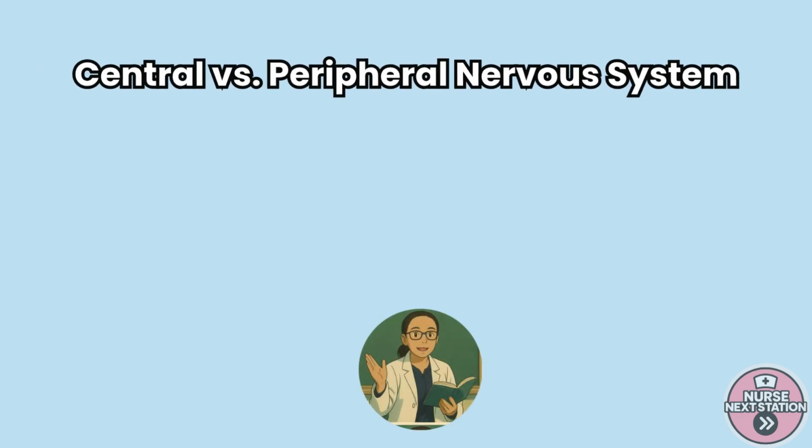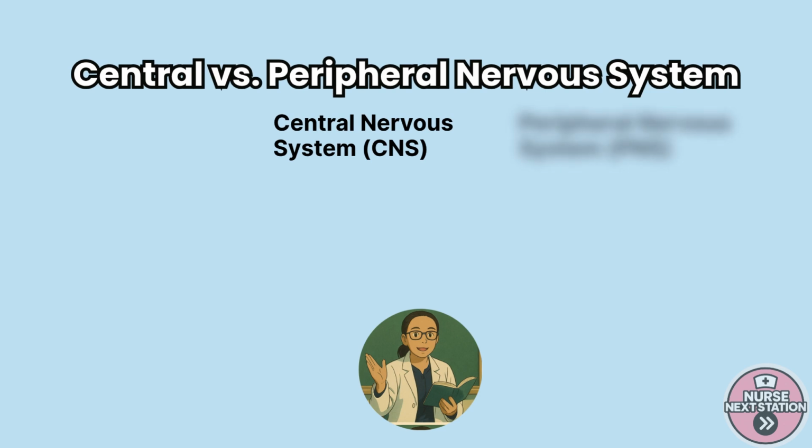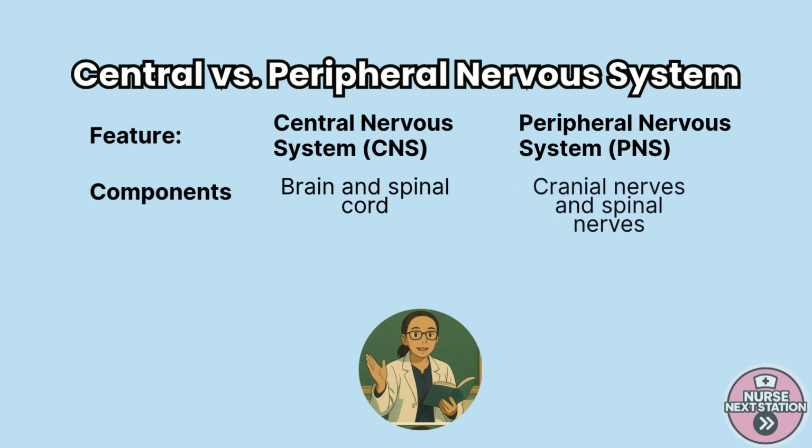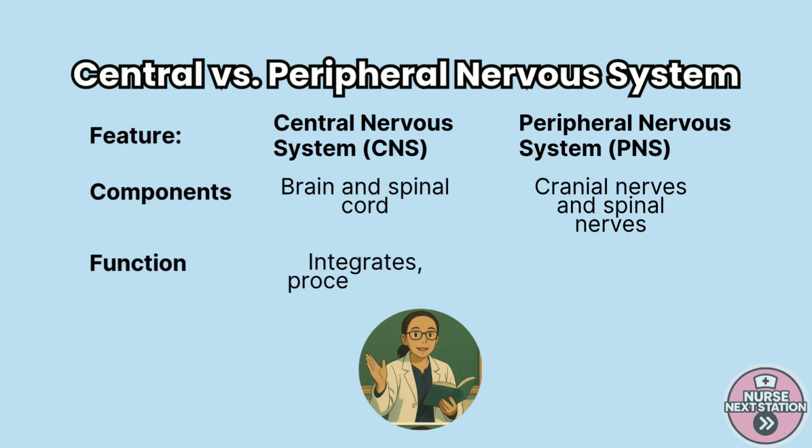The nervous system is categorized into the central nervous system or CNS, and the peripheral nervous system or PNS. The CNS includes the brain and spinal cord. It's like the command center that receives information and initiates action. The PNS includes all the nerves that branch out from the CNS to the rest of the body. These nerves serve as messengers, transmitting information between the body and the CNS.